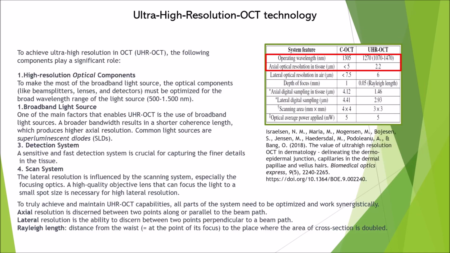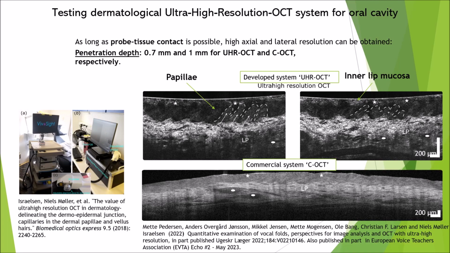To achieve ultra-high resolution in OCT, these following components play a significant role: high-resolution optical components, broadband light source, detection system, and scan system. Axial resolution is discerned between 2 points along or parallel to the beam path. Lateral resolution is the ability to discern between 2 points perpendicular to the beam path. As long as probe tissue contact is possible, high axial and lateral resolution can be obtained.